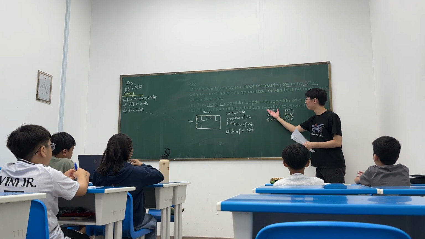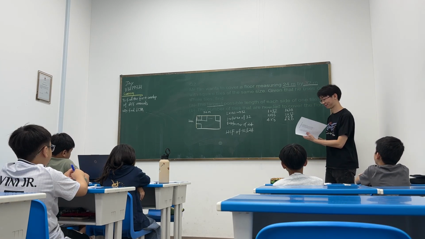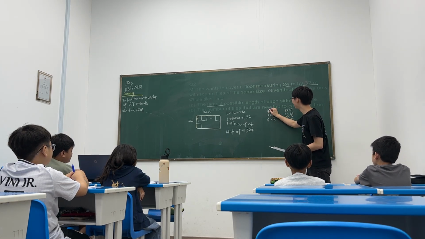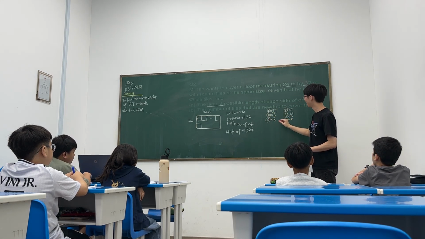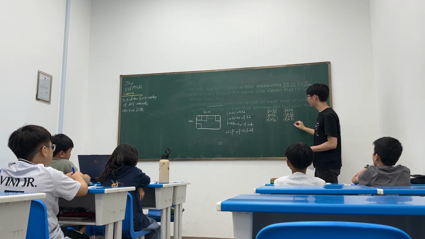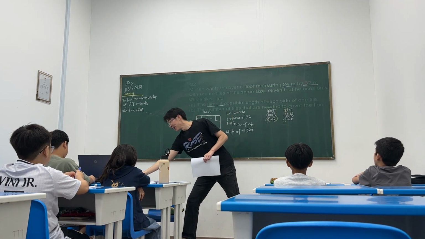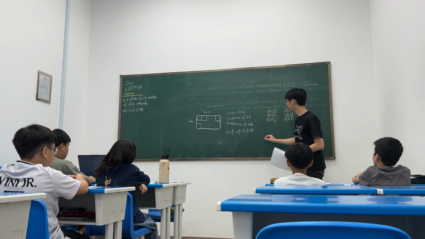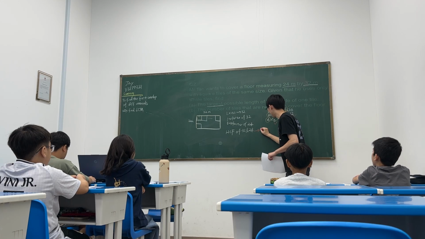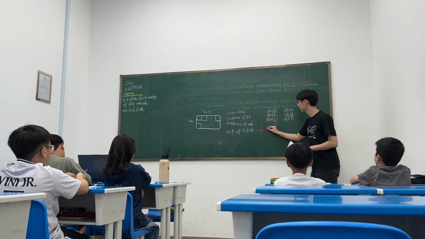Okay, now let's try to observe. Are there any common factors here? Kirsten? 1, 2, 4, okay, perfect. 8. Okay, so what is the highest common factor then? 8, perfect. So here, 8, this is the highest common factor. So in this case, it is 8. And the largest possible length of each side of one tile is just 8 meters.